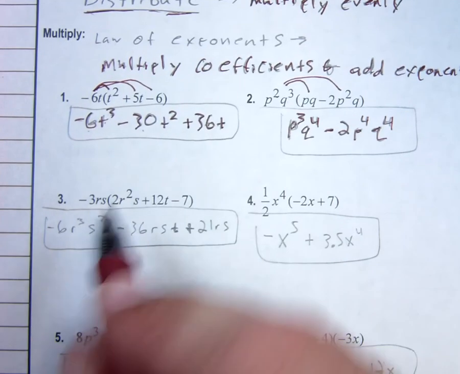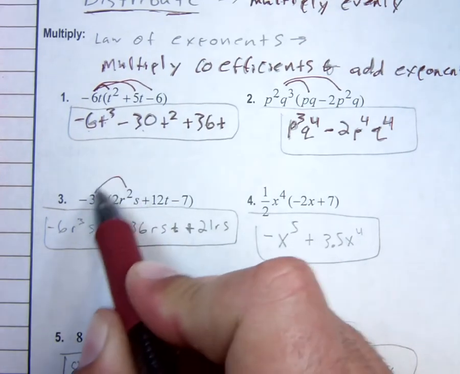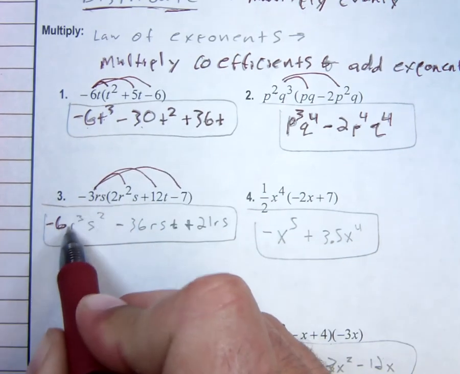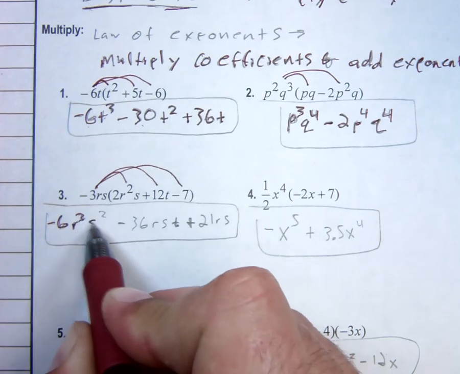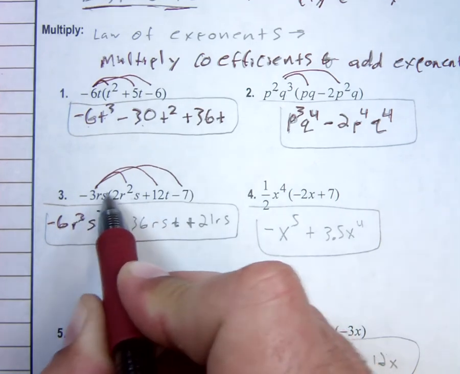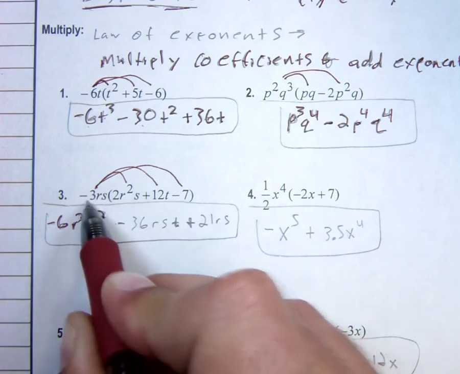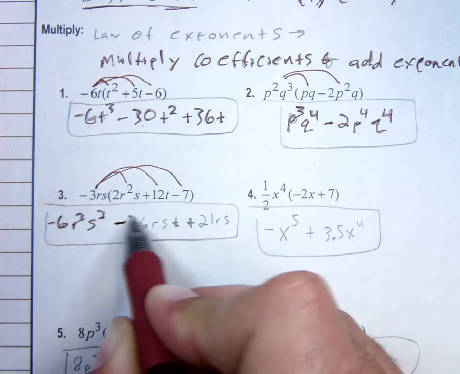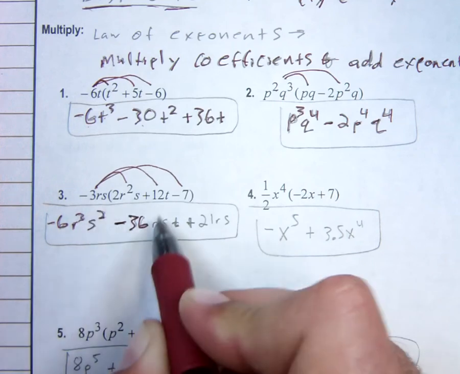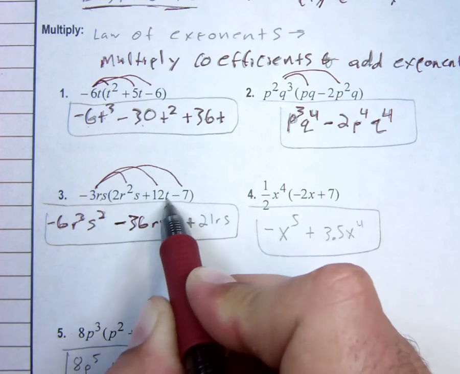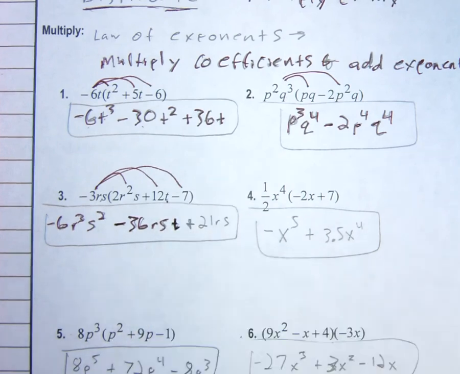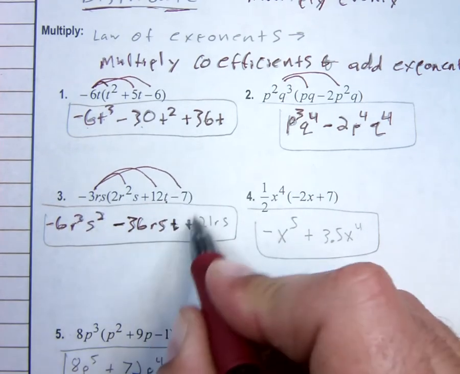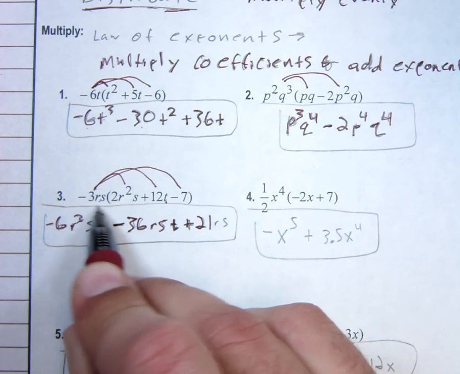Number 3. Again, it's all just distributing, multiplying evenly. Going to multiply this out. Negative 3 times 2, that's negative 6 r to the third power s squared, 2 plus 1, s plus 1 plus 1. Then we do this times the 12t, so it's going to be negative 3 times 12 is 36. R, we have an R. S, we have an S. And then don't forget the t. Then the last one, multiply it out. That's going to be negative times negative, that's plus 21. And then we have RS.